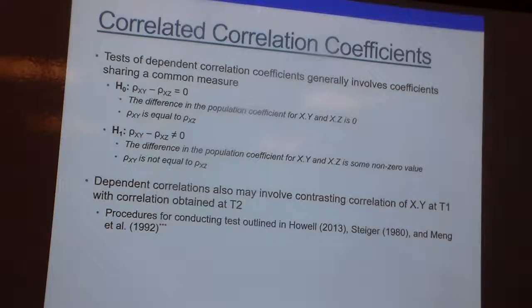And so again, some procedures are outlined. Steyer is an old paper I didn't assign, but you could go through and look at that. This Meng et al. 1992 is similar. So there are some opportunities to take a look at that for this next assignment.